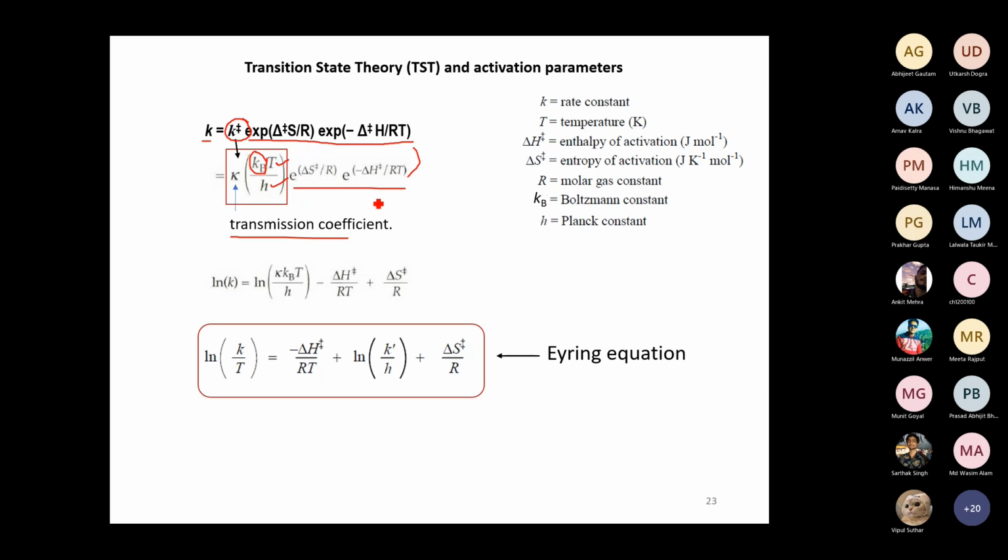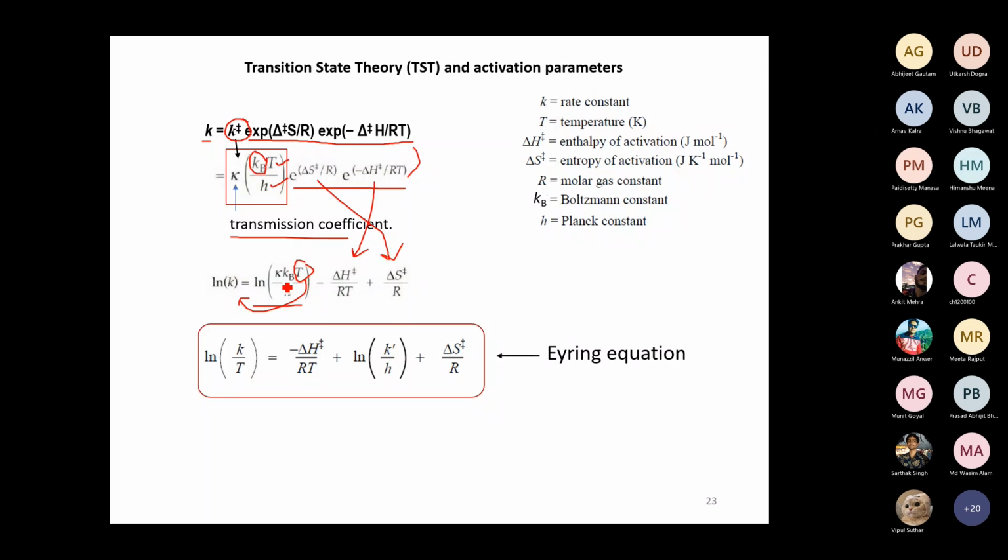Next, if you just put ln k, it will be ln of kappa kB by h. It is simple, right? Then from here it will be minus del H by RT, and this will come here plus del S by RT, right? Then if you keep this T here, ln kB by T, so you can see this T, if you put it down here, then ln k by T equals minus del H of activation by RT plus ln kappa kB by h plus del S of activation by R.